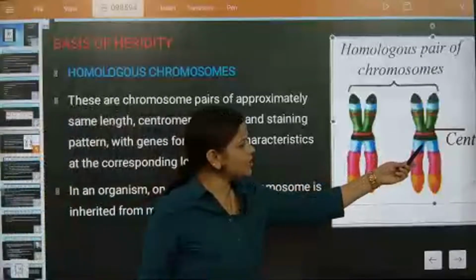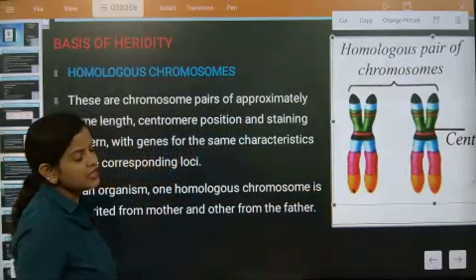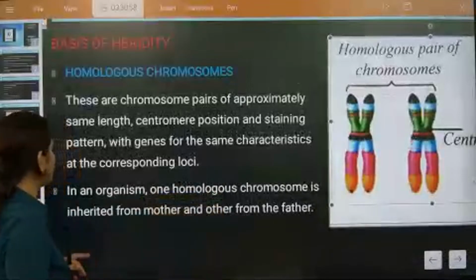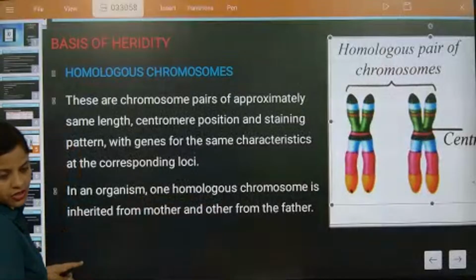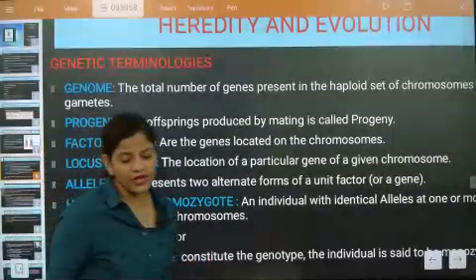After that, genes for the same characteristic are at corresponding loci. Can you see the corresponding loci, the locations? They are looking more or less the same. Now, in an organism, one homologous chromosome is inherited from the mother and one from the father. So definitely the traits should be coming. Last class also we discussed that part.